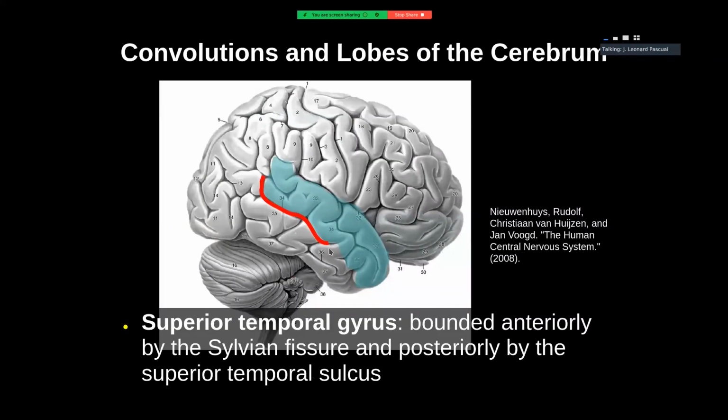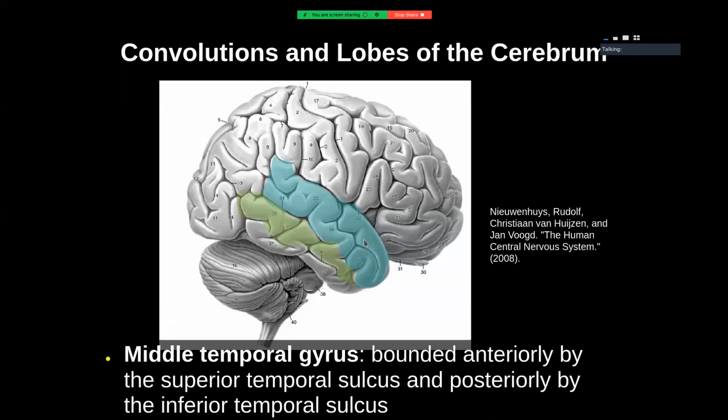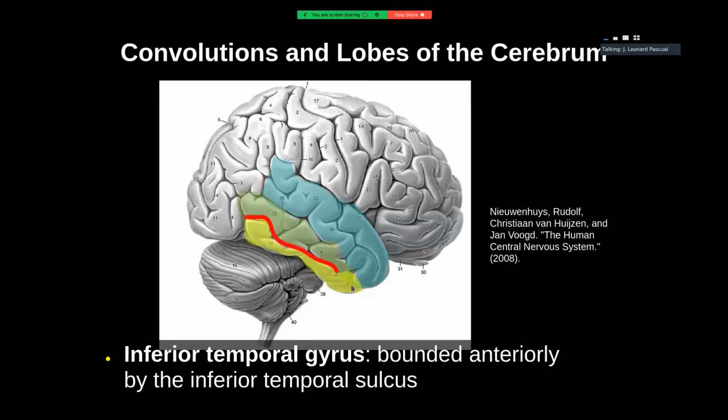Speaking about that sulcus here, that consistent sulcus now divides the superior temporal gyrus from the remainder of the temporal lobe. So that's the superior temporal gyrus, and that's the middle temporal gyrus because there is another sulcus down there. And then finally an inferior temporal sulcus.